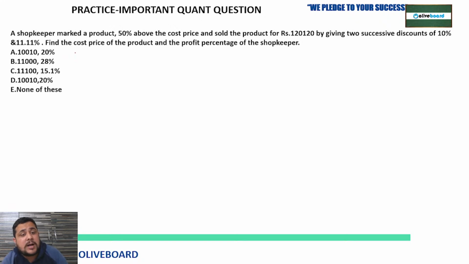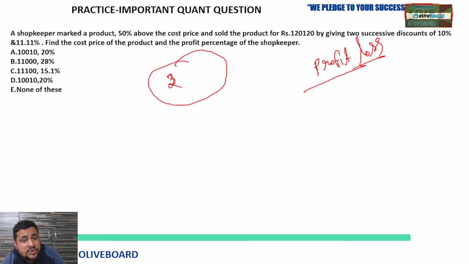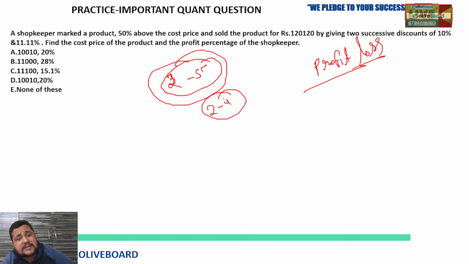Now, a shopkeeper marked the product 50% above. This is from profit and loss. Okay. So in your exam, you can expect more questions from this section, percentage and profit and loss. There can be 3 to 4 questions at least, or you can say at least 2 and maximum 5. Clear? 5 to 6 or more than that is also possible. So 2 to 4 questions you can expect from this section. I am talking about arithmetic, from percentage and profit and loss together.